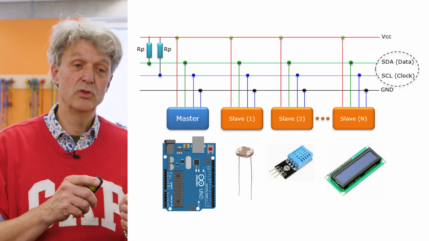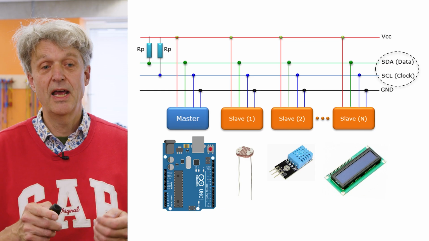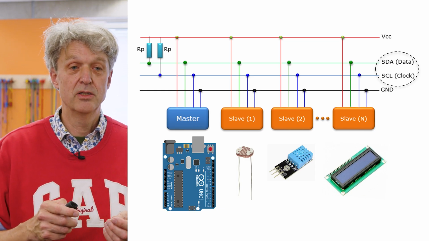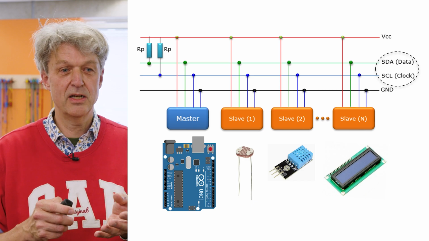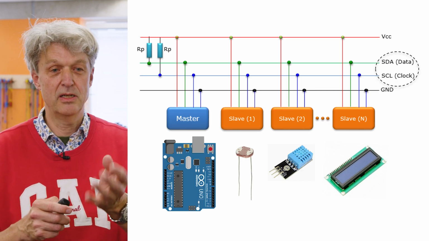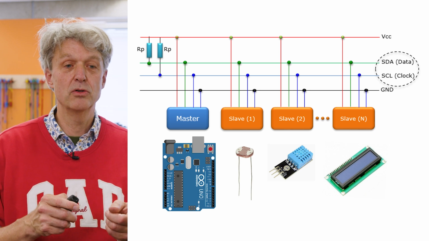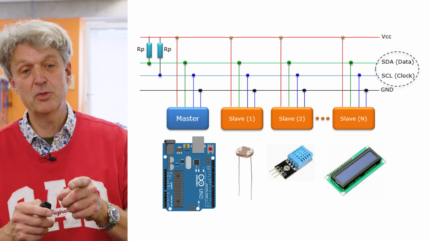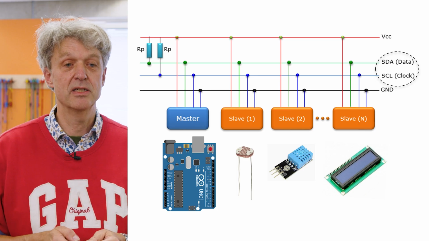But to be able to discriminate between these devices, every device on this bus has its own unique address. So for instance, when the controller wants to talk to the light sensor, it will use the first address, address 1. It exchanges the data, and then maybe it wants to display this data on the display, and it will then address the LCD display in this case.